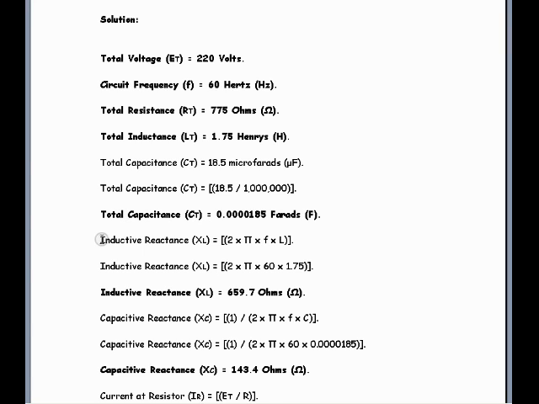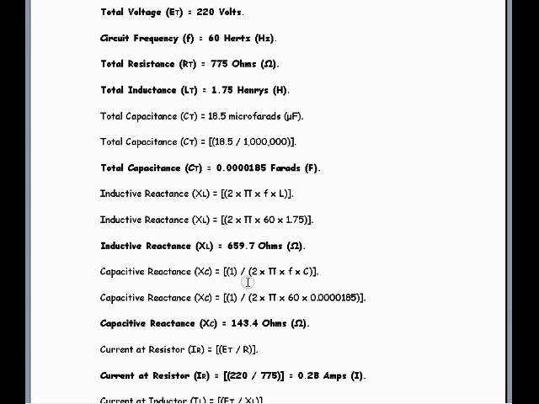So we have to start with calculating the inductive reactance X sub L. So we simply calculate the angular frequency, or 2 times pi times the circuit frequency, times the whole value of inductance in henries, which is 1.75 henries. So when we do so, we calculate an inductive reactance X sub L of 659.7 ohms.